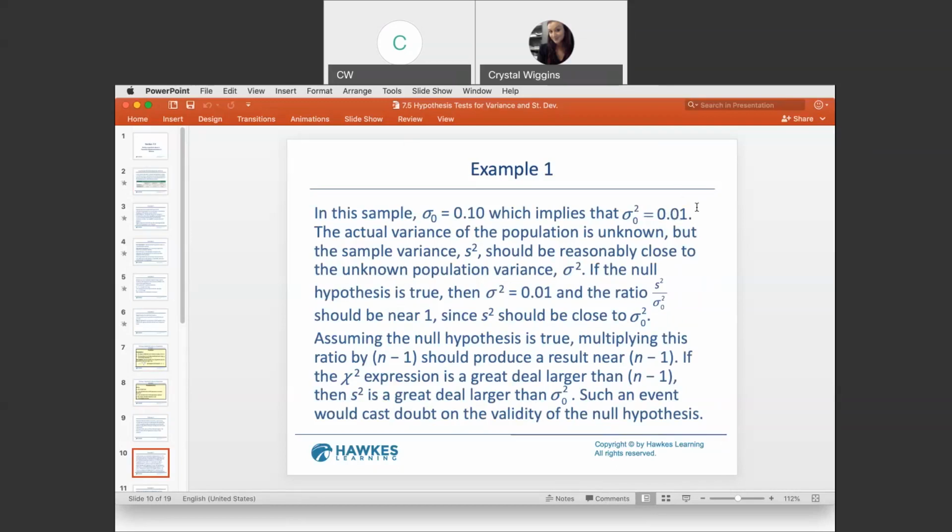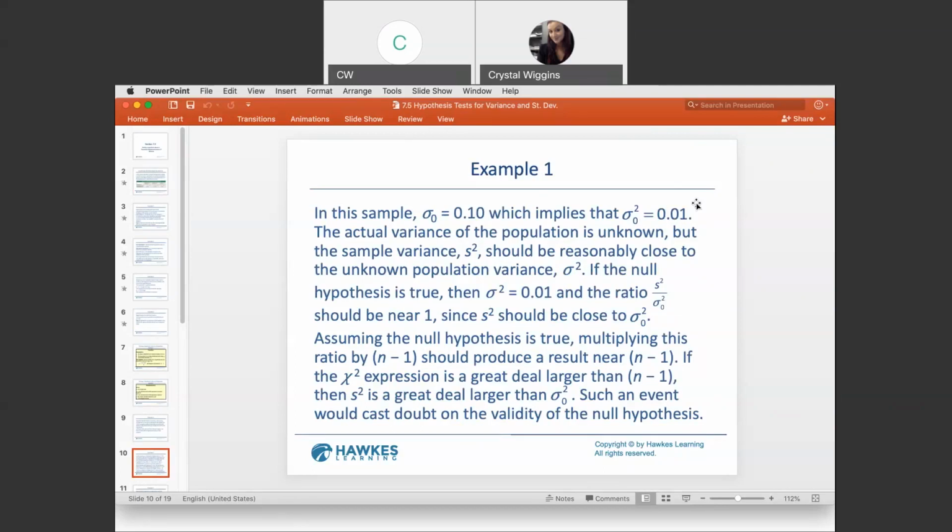0.1 squared is 0.01. The actual variance of the population is unknown, but the sample variance, s squared, should be reasonably close to the unknown population variance. If the null hypothesis is true, then sigma squared is 0.01, and the ratio between s squared and sigma squared should be close to 1. Since s squared should be close to sigma squared, that's where we get the assumption that the fraction should be 1.